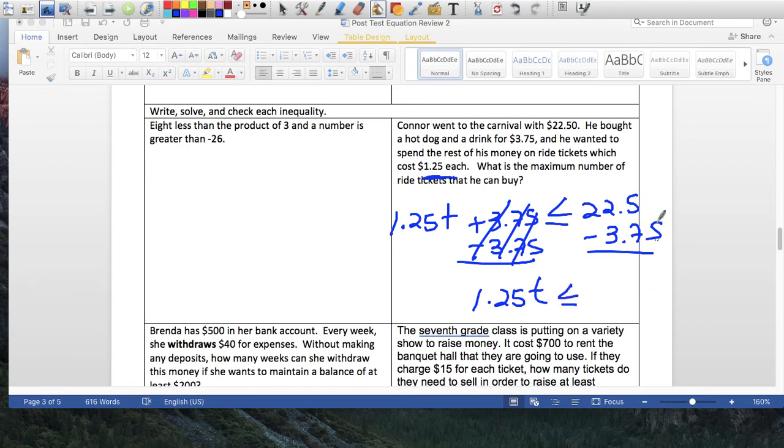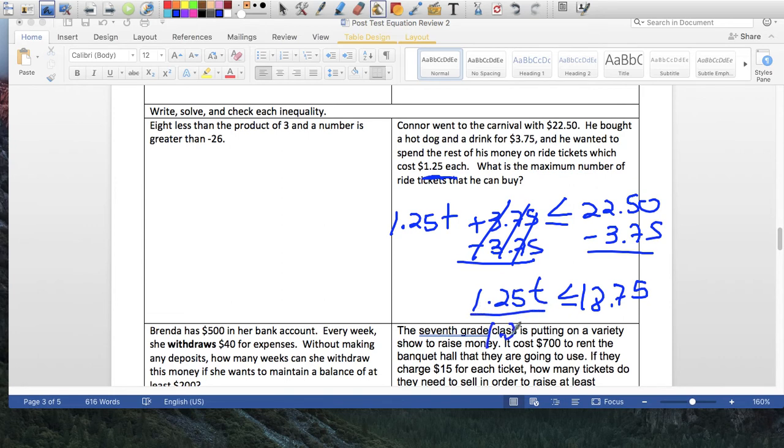Has to be less than, and then let me just go 5, 14 is 7, 11 minus 3 is 8. So that makes sense, right? He has $22.50 to take away the food, which was $3.75. He's left with $18.75. How many tickets can he buy with that much money?